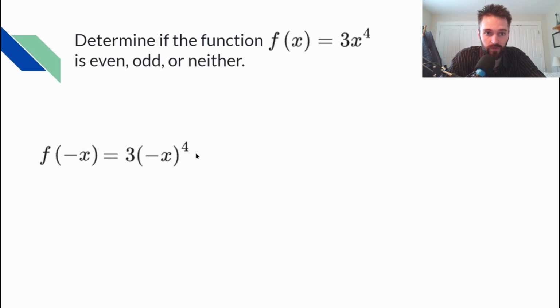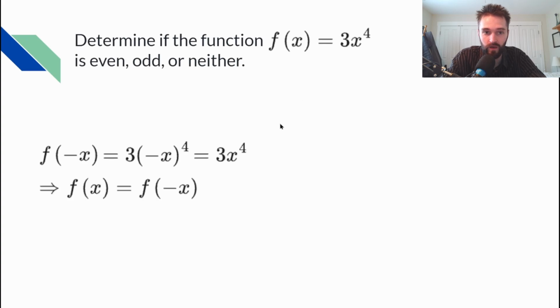And this thing to the fourth, right, it's negative x being multiplied by itself 4 times. Okay, so we have 4 minus signs. And since 4 is an even number, that means that the final result is positive. All right? So we just get 3x to the fourth. And look at this. It's exactly the same as this formula up here.